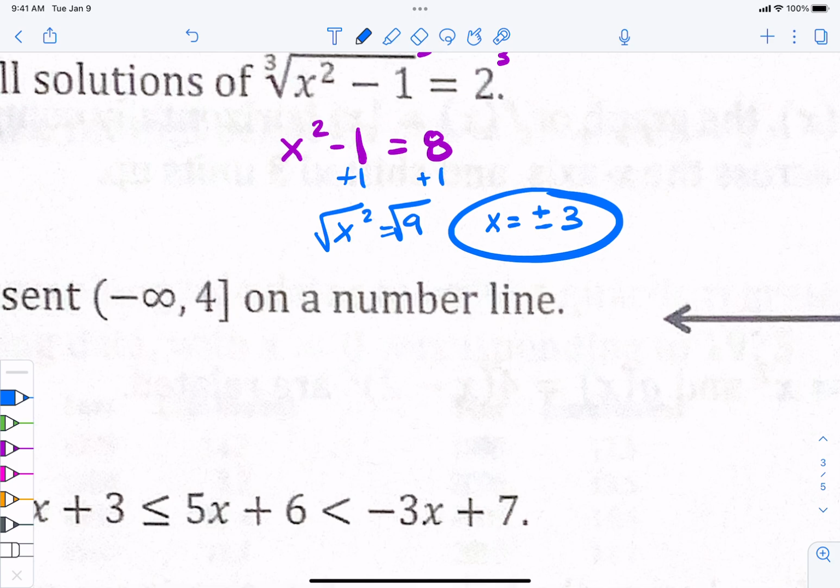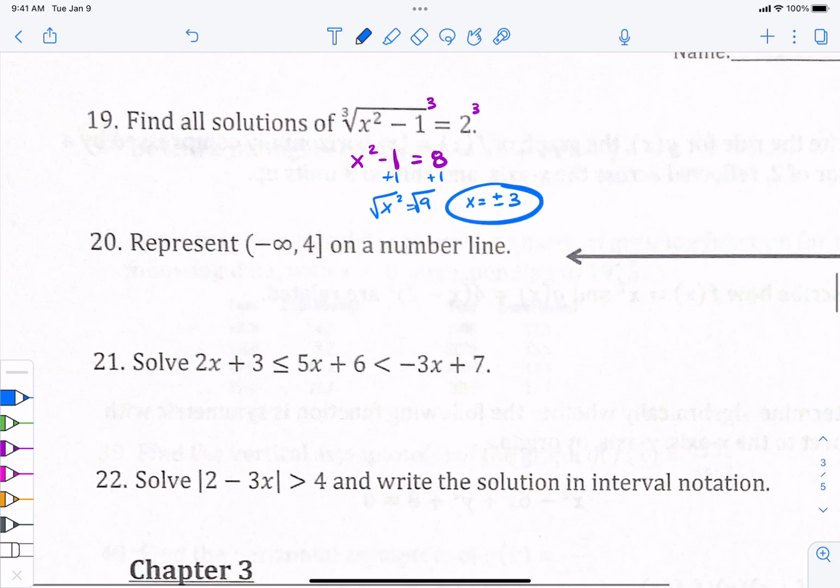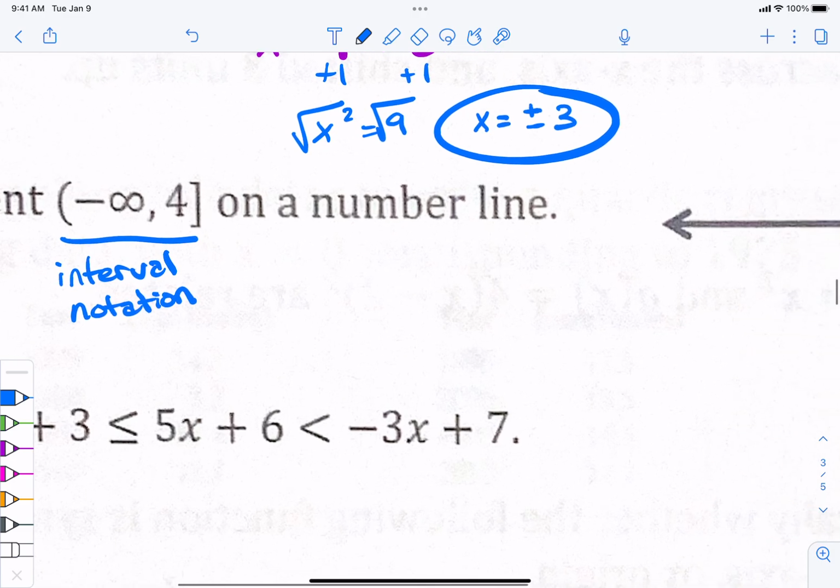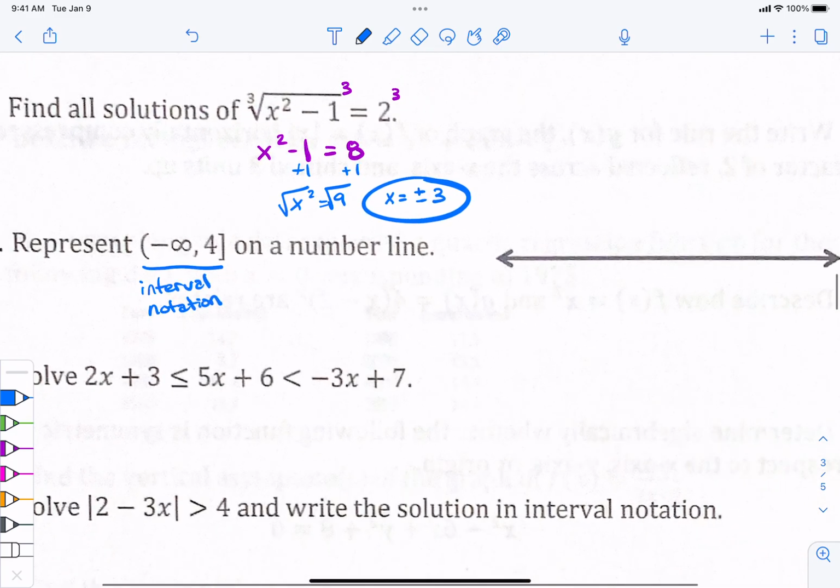Good? All right. Negative infinity to 4, this is called what notation? You remember? Interval notation. They just want us to put that on a number line. Okay, so negative infinity to 4. How do we do that?